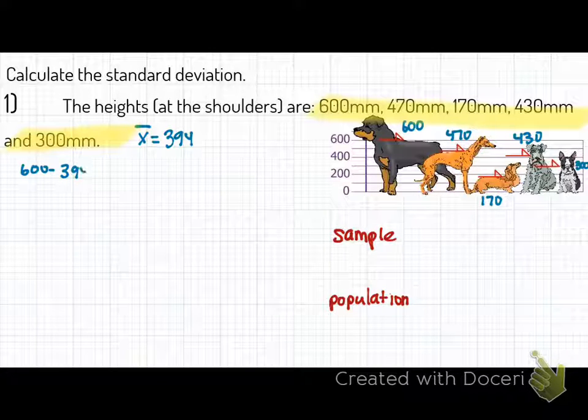So write this down with me: 600 minus 394, and you all should have your calculators handy right now. Everyone, even Tom, needs to have his calculator out. What's the second part of step 2? What does it say on step 2? Square the result. So what's 206 squared?